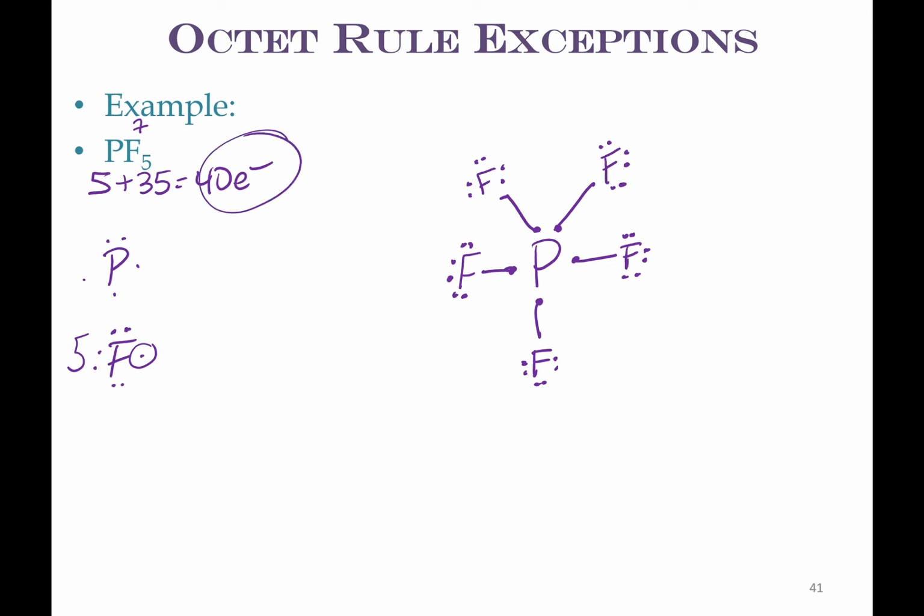And you could do that by saying, well, if each fluorine has 8, 8 times 5 is 40, or you can actually just count them: 2, 4, 6, 8, 10, 12, 14, 16, 18, 20, 22, 24, 26, 28, 30, 32, 34, 36, 38, 40. So you have a couple options there.